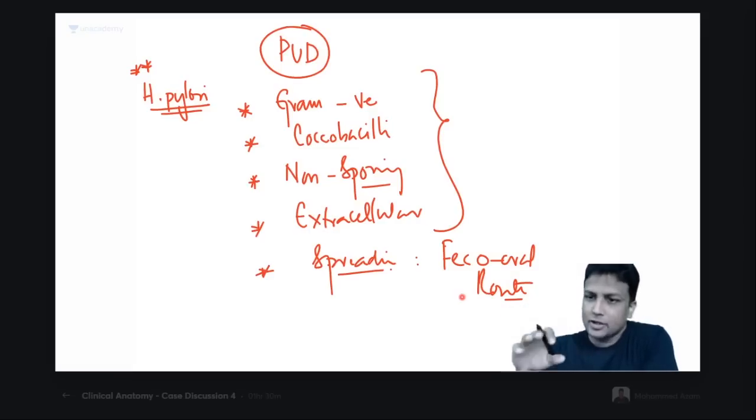So these are the points you have to remember. You can get these points in many one-liner MCQs, and even in clinical cases also. These are like your keywords. These keywords you have to keep in your mind.